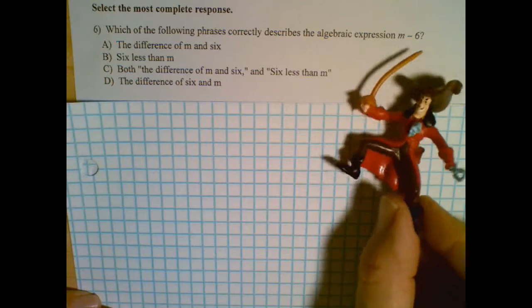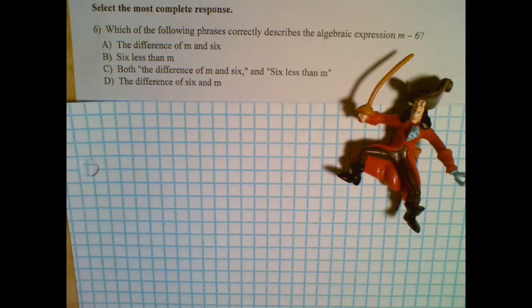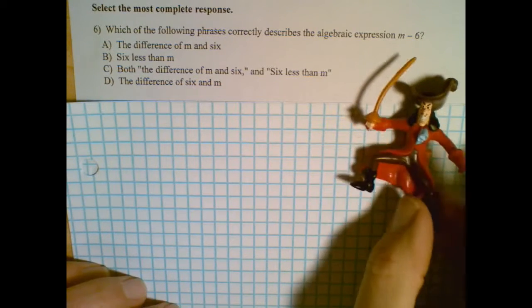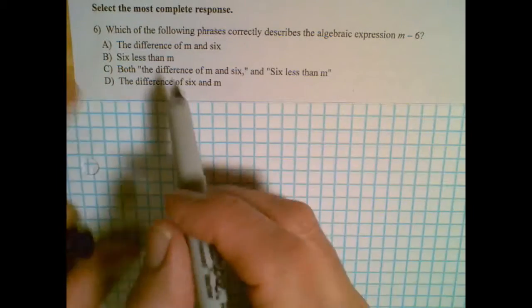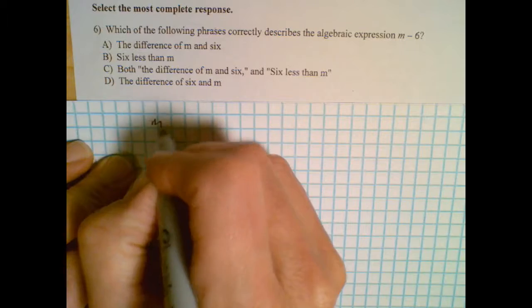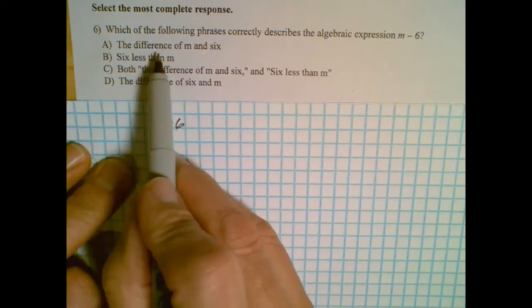We're back. Starting at question 6. Which of the following phrases correctly describes the algebraic expression m minus 6? So I have this expression m minus 6. The difference of m and 6.